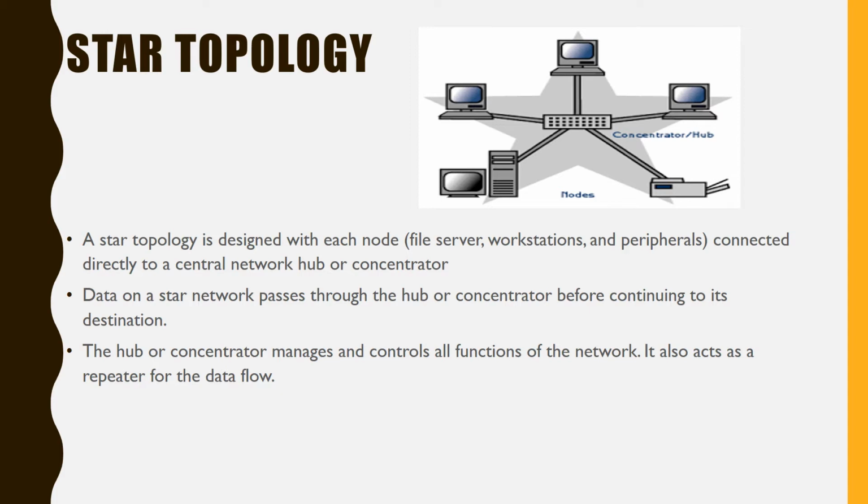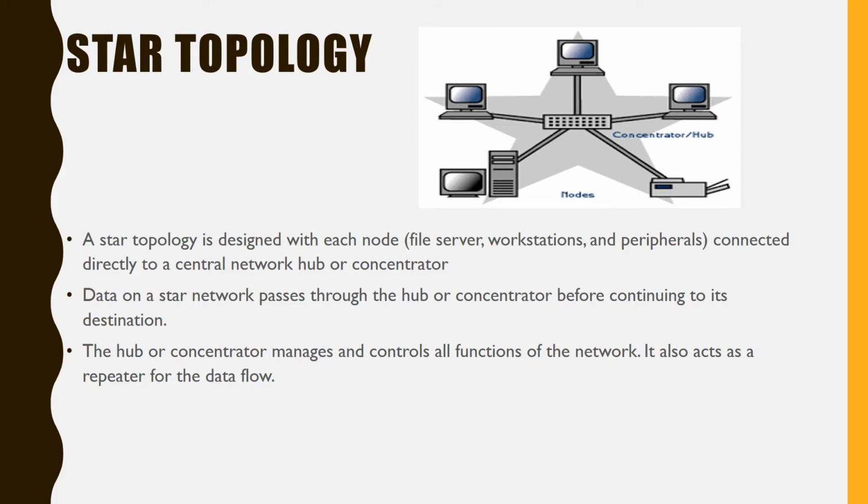Now, star topology. Star topology is another sort of topology. As you can see in the picture, the star topology is used where one server is connected directly to all the nodes which are included in the LAN. So star topology is designed with each node connected directly to a central network hub or concentrator.